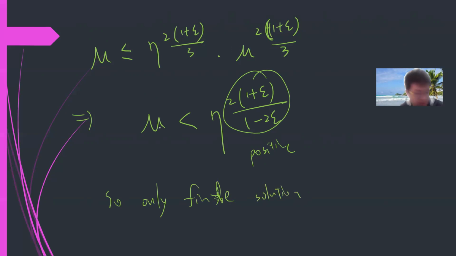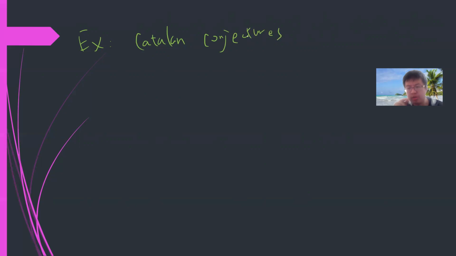Because m is bounded. Okay, so the final example I want to mention is the famous Catalan conjecture. This conjecture is very weird. I remember that in 2002 somebody claimed a proof. I think it's proven now, but I'm not sure.